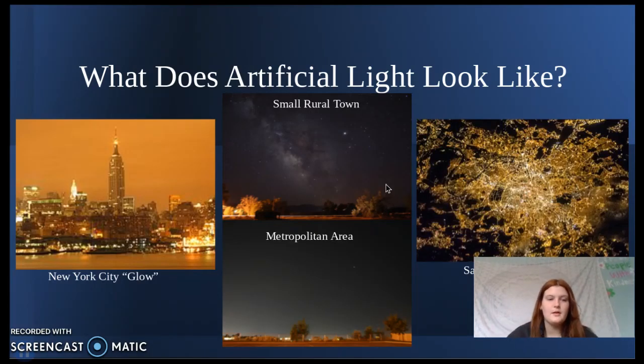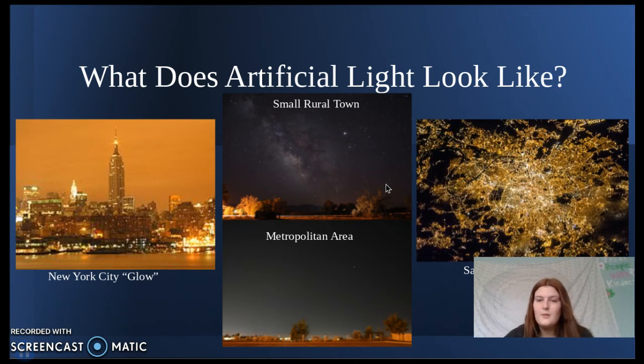Over here on the left, we see the New York City glow. This is New York City in the middle of the night, and since it is a big city, it projects a lot of artificial light into the environment. This is why it looks like the sun is shining. In our middle picture, we have a small rural town which doesn't have a lot of artificial light, and below that we have a metropolitan area which does have a lot of artificial light. You can really see the difference because in the rural town you can see all of the stars in the galaxy, and in the bottom picture it looks like a bare sky with no stars.